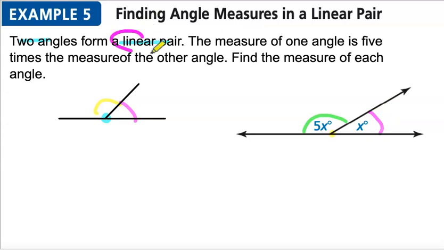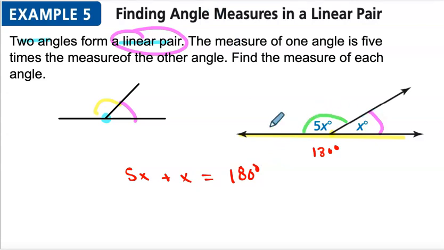The fact that they form a linear pair means that there's a straight line somewhere. This straight line is always going to measure 180 degrees. So what's going to equal 180 degrees? It's the pair of angles, 5x plus x together, equal to 180 degrees. They're just supplementary angles that share the same line and vertex, and they're next to each other. So you solve this out: 6x equals 180. Divide both sides by 6, and you get x equals 30.